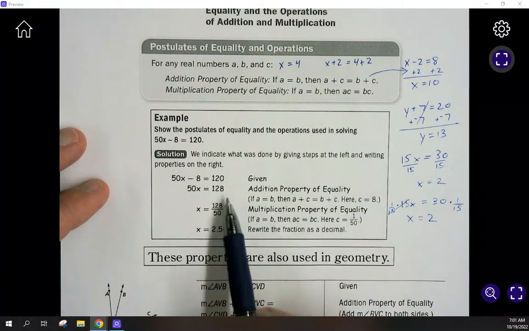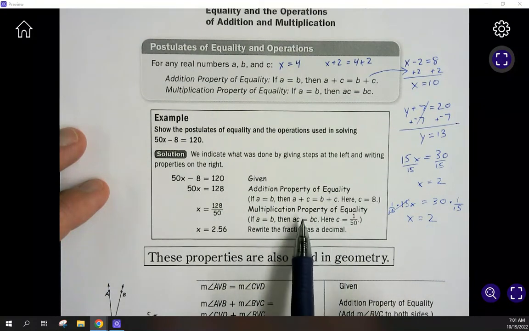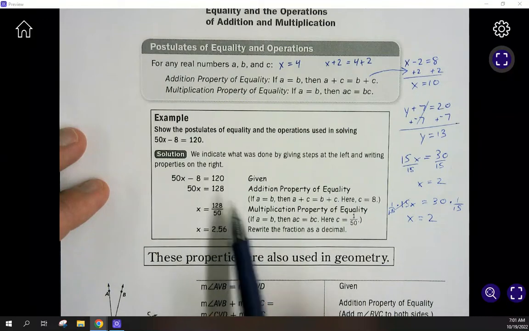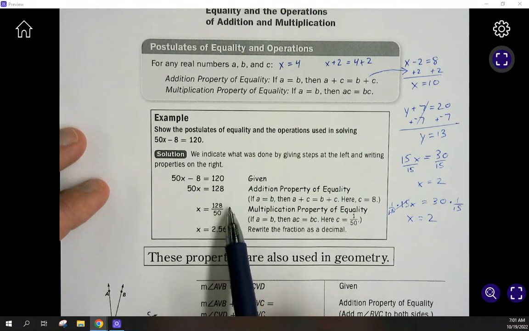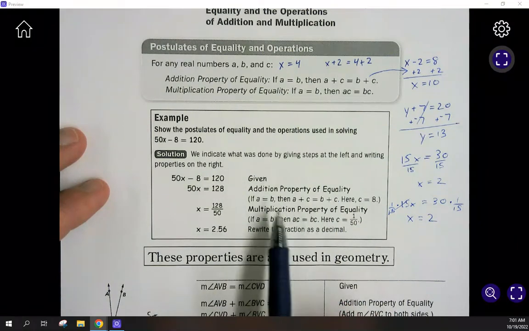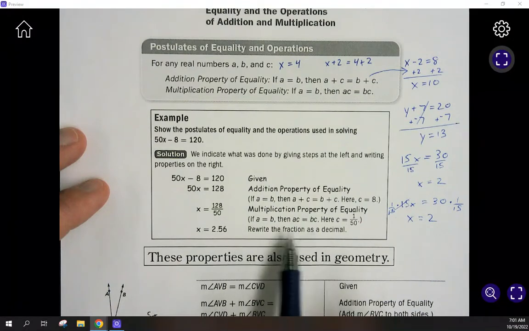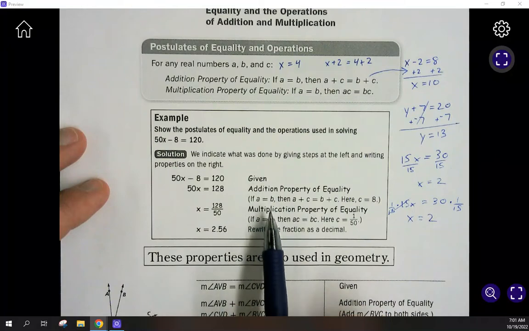And then like I just talked about over here, we're looking at this as division. But this could also be considered the multiplication property of equality. If two sides are equal, you can multiply both sides by the same thing. And so we multiplied by 1 over 50, which looks like dividing by 50. So we used the addition property of equality for step 1, the multiplication property of equality for step 2, and then they rewrote the fraction as a decimal here. That's not a property, but just an example of how we used this in algebra.